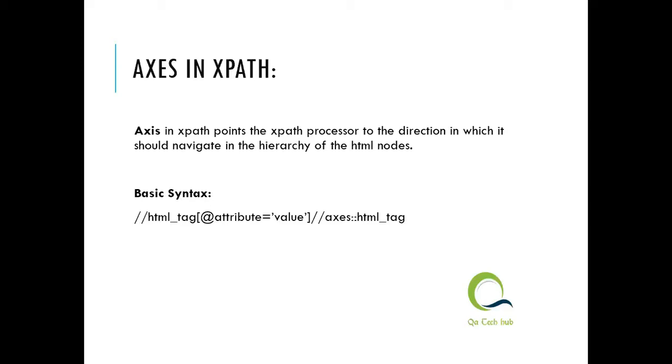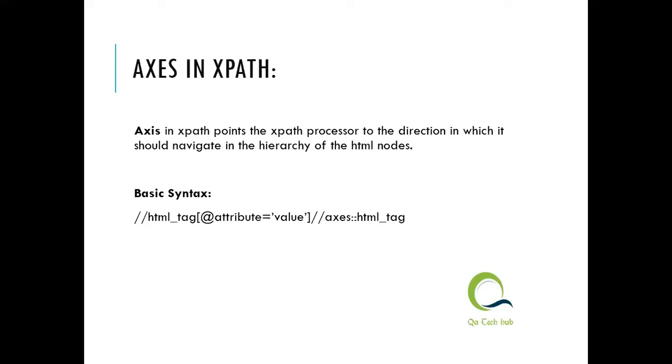You can do that using these axes, and that's what it tells the XPath processor: the direction in which it should go, whether to access the siblings or the parent. When we talk about the basic syntax of an axis, first write the uniquely identifying HTML code. After that, put a double slash, then the name of the axis, and then a double colon and the HTML tag which you are looking for. Let's see certain examples, then you'll be able to understand it better.